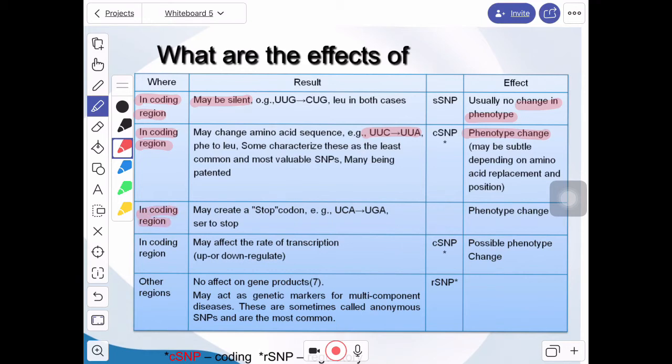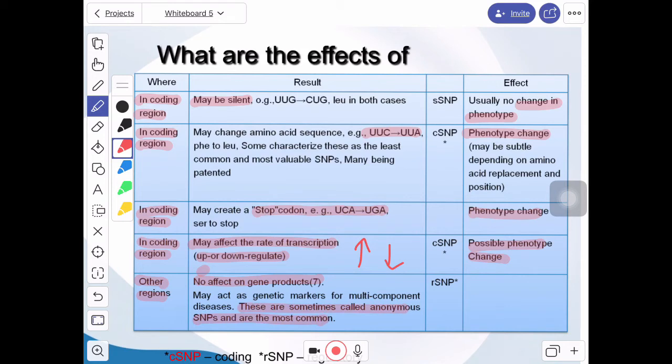Again, in the coding region, it may create a stop codon: from UCA it goes to UGA, and again the phenotype may change. Again, it may affect the rate of transcription. That means it up- or down-regulates the transcription rate, increasing as well as decreasing, which will also sometimes lead to some changes. If it happens in other regions, that may not affect the gene product, and they are very common.